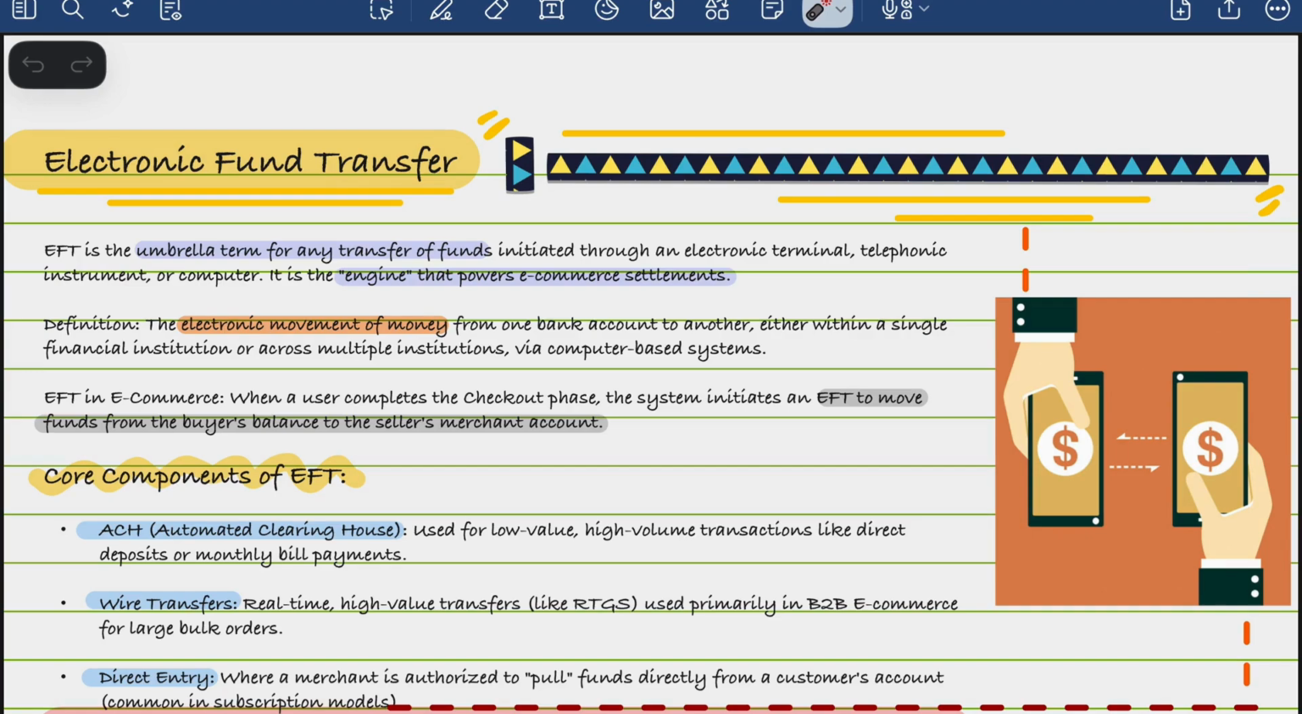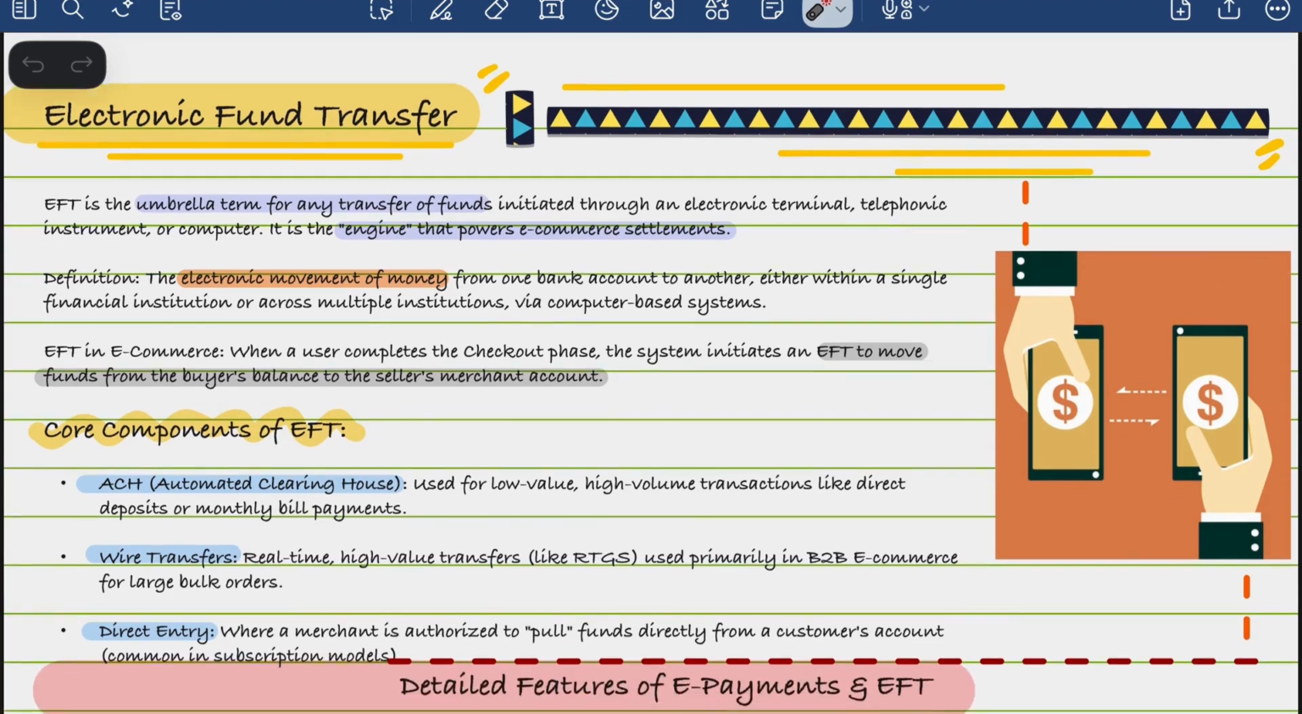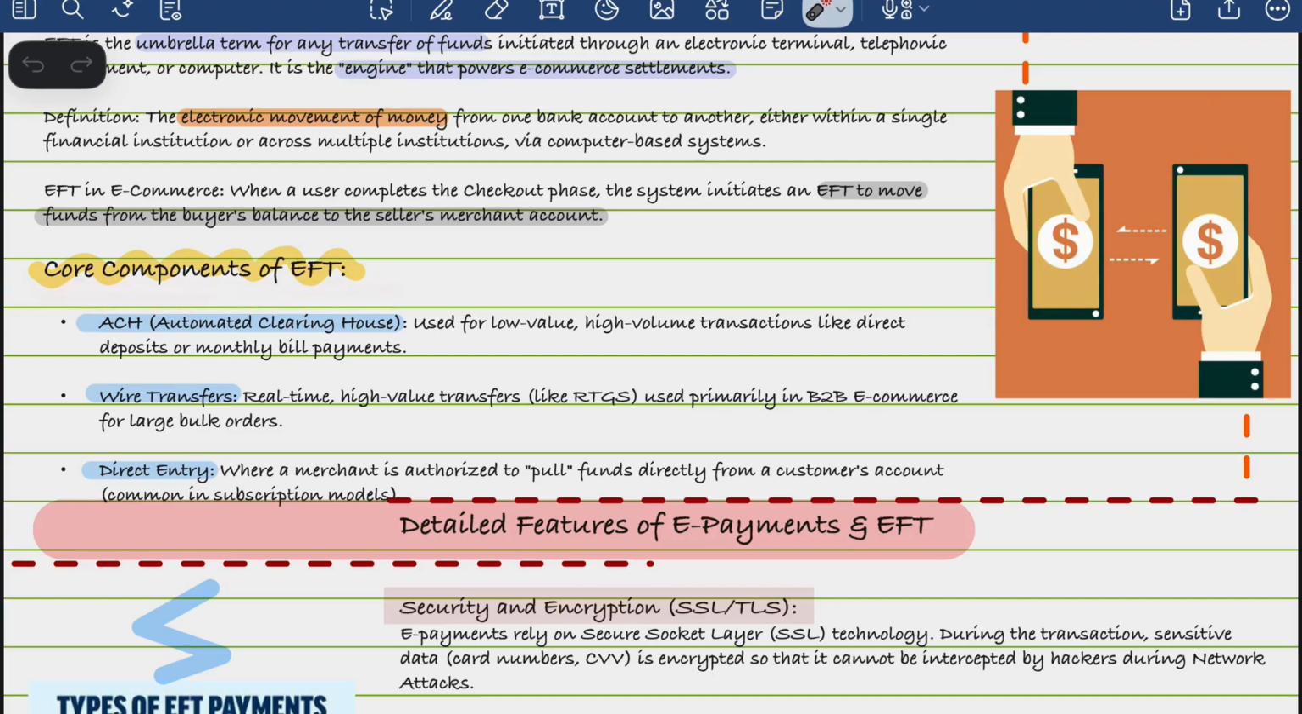To show the true technical depth on your answer sheet, you need to explain that EFT is split into 3 different core components. First is ACH. ACH stands for Automated Clearing House. This handles all the low value, high volume transactions in massive batches.